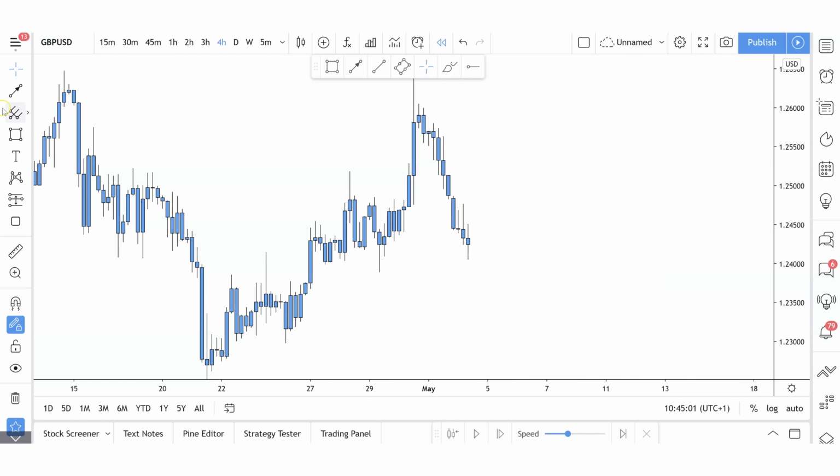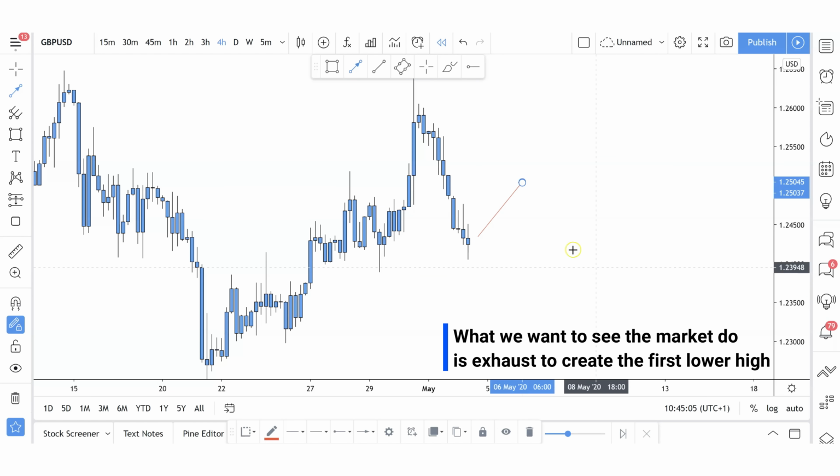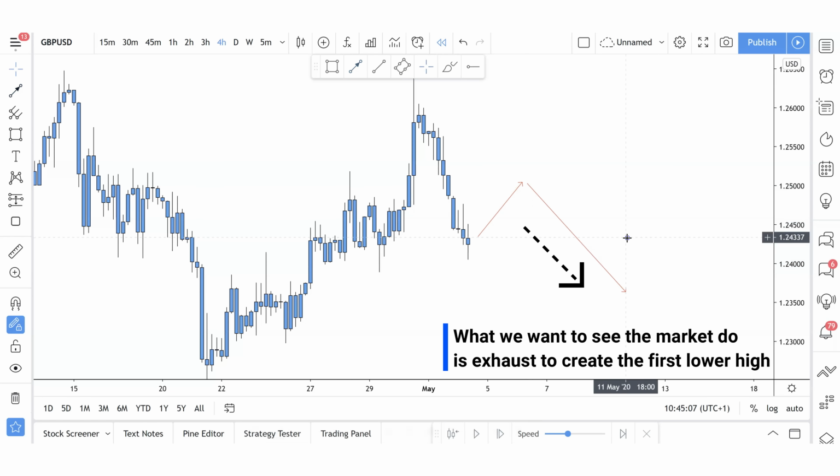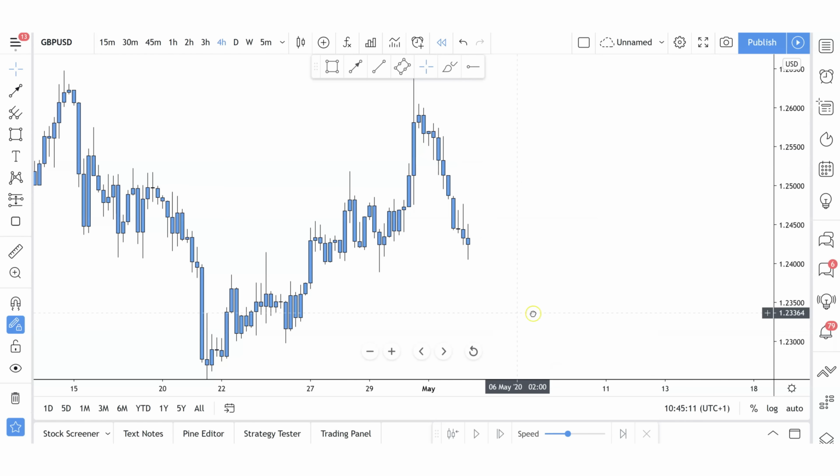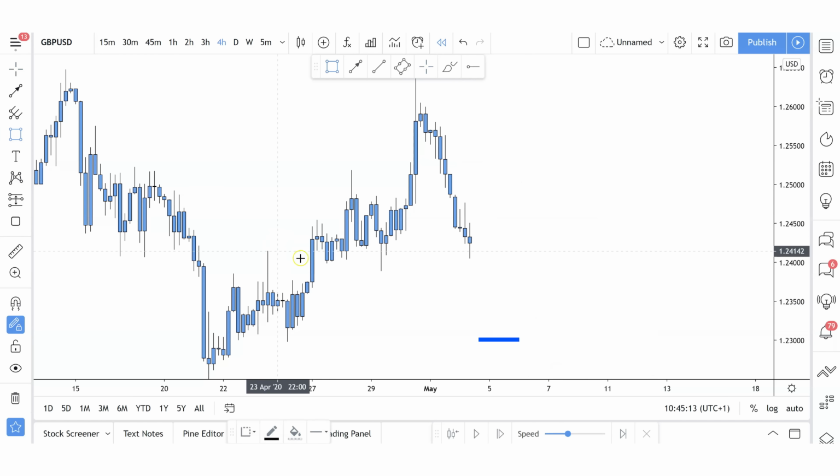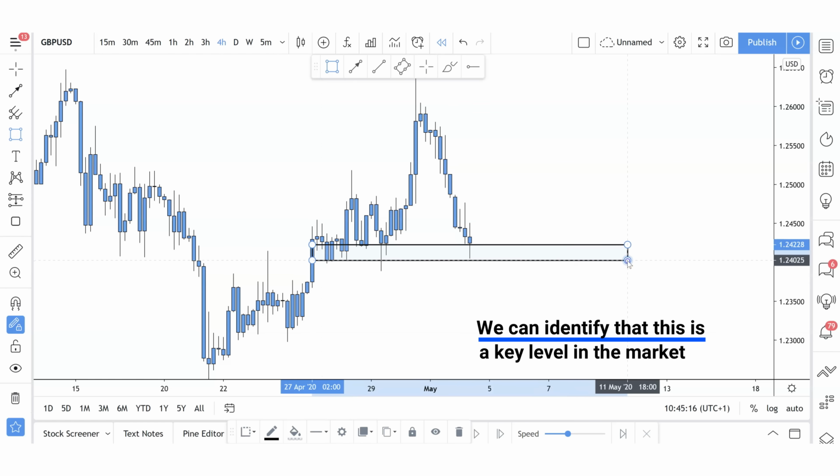Now this doesn't indicate the reversal for sales yet either, because what we want to see the market do is exhaust to create the first lower high before the continuation to the downside. So until this is formed, we can't say this is sell bias. But there is one thing that we can do here. We can identify that this is a key level in the market.